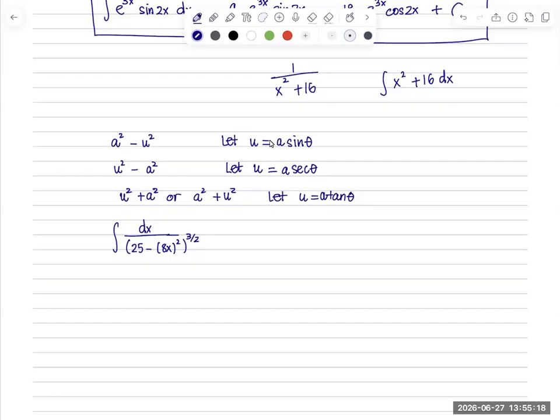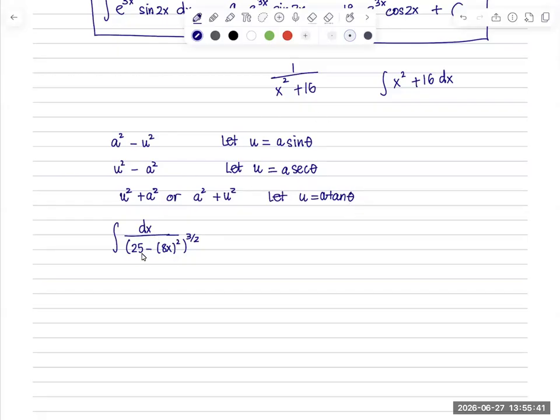And there are three different cases where we can use our trig sub. The first case is when you have a number minus a variable. Then we let the variable be a sine. If it's the variable minus a number, then we're going to use secant. And if it's a plus, then we're going to use tangent. So let's apply that to this problem.